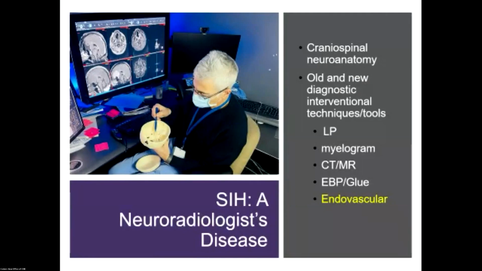SIH is really a perfect disease for a neuroradiologist. That's always what I thought. It involves so many things that are in the realm of neuroradiology, including the craniospinal anatomy, neuroanatomy, utilizing all these techniques, older and newer, of lumbar puncture, straightforward myelogram, and then more cross-sectional elements, CT, MRI, advanced MRI, and then interventional aspects of it, the blood patch and the glue injections, and then recently the endovascular approach.